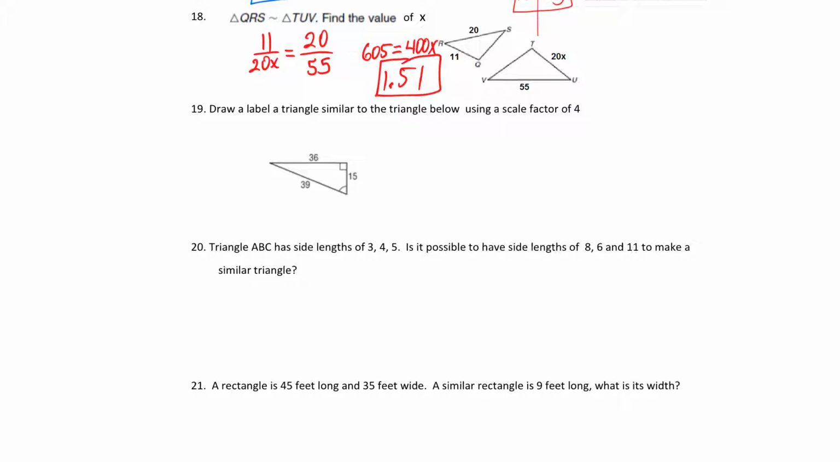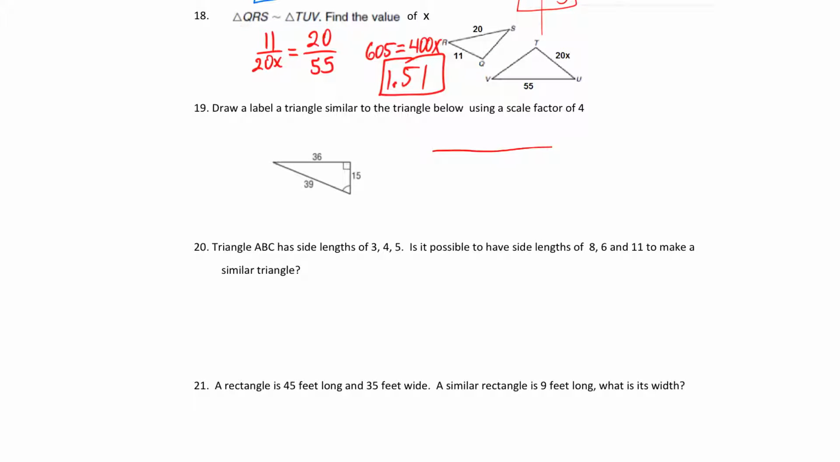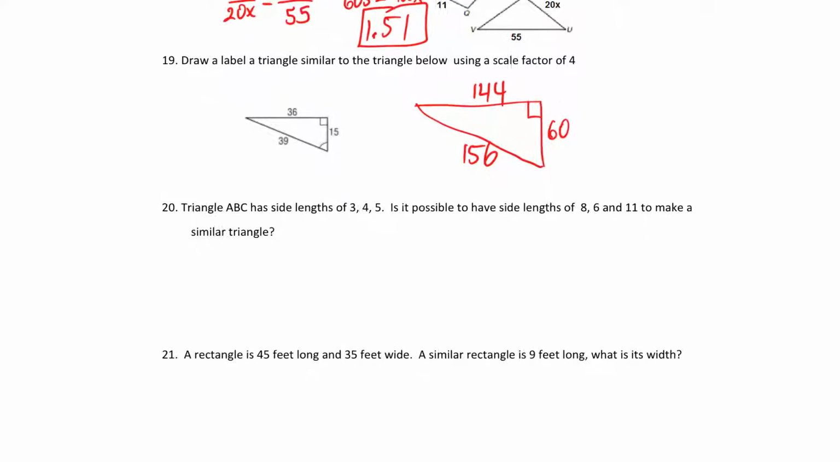Okay, so if you have a triangle that's similar using a scale factor of 4. So this side over here is 60. The other one would be 144. And then 156.